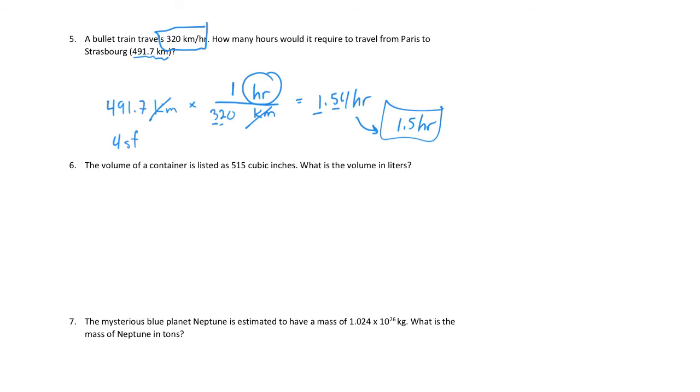Okay, so if we look at number 6, we're going to see something new here. It says the volume of a container is listed as 515 cubic inches. What is the volume in liters? Now, what's new about this is the introduction of the cubic unit for inch. So we will, on occasion, deal with cubic units and squared units as well. So we should go through an example of that. So that's why this is here.